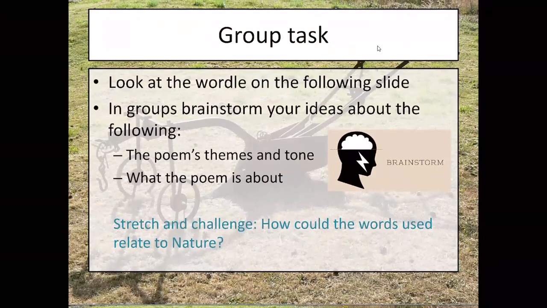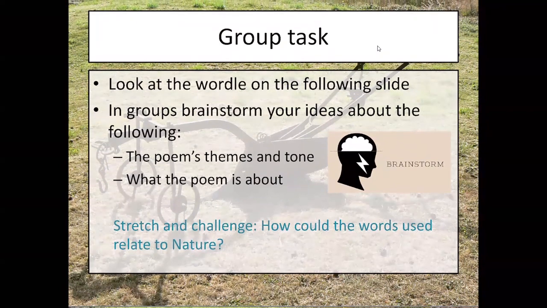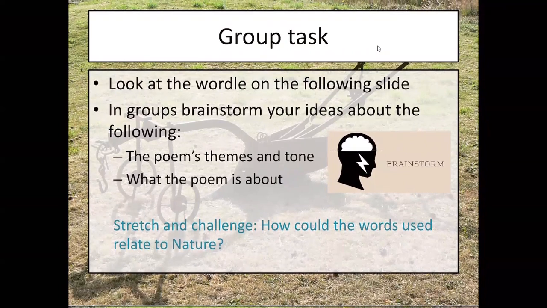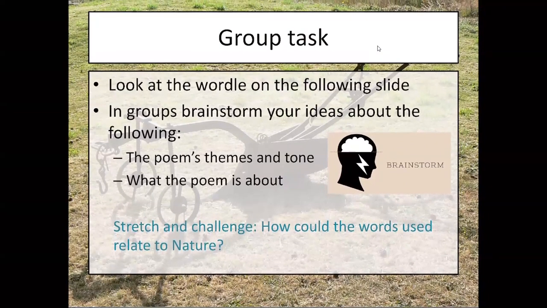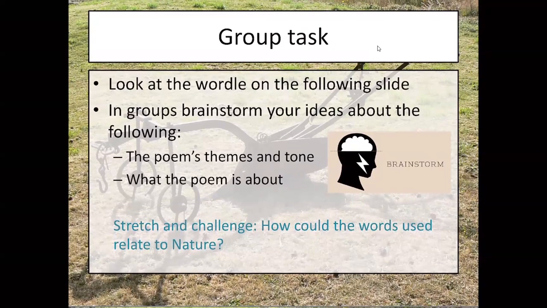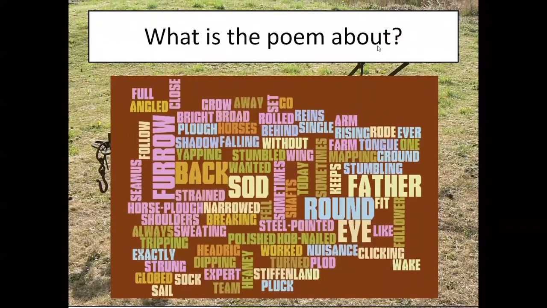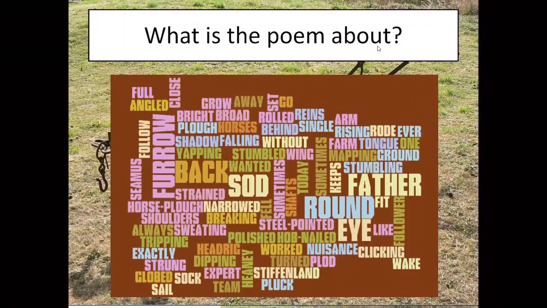Okay, so we are going to have a little look at a Wordle that is composed of all of the words that are contained within the poem. What you should do when looking at this Wordle is consider what the poem's themes and tone are. Also consider what the poem is about, and just a stretch and challenge question, how could the words used relate to the theme of nature? So here is the Wordle. You should pause the video now and give yourself enough time to attempt the task that I've just laid out for you.